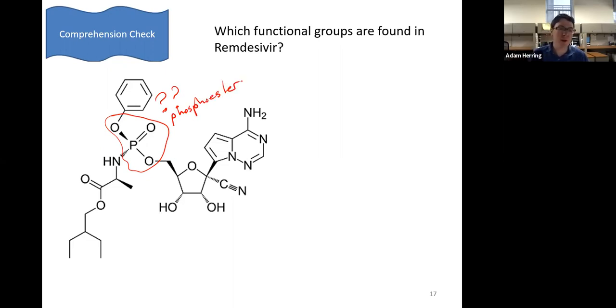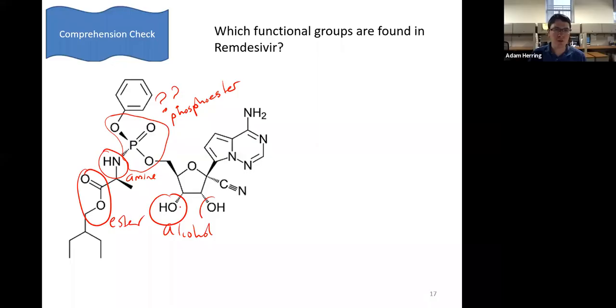What you should be able to identify is an amine, an ester, some alcohols, an ether, and then more amines.